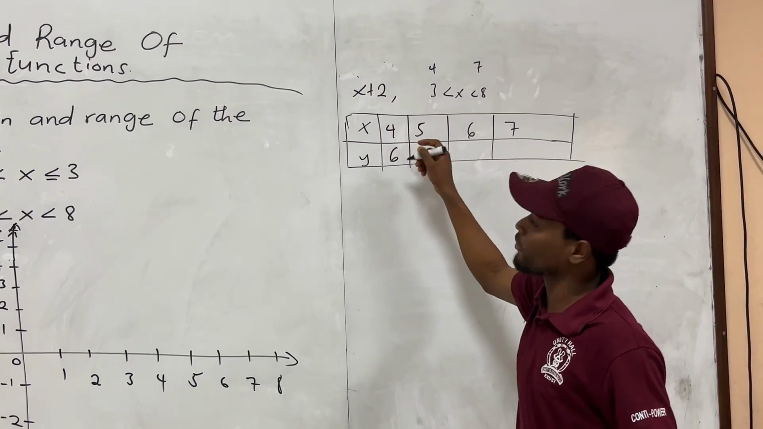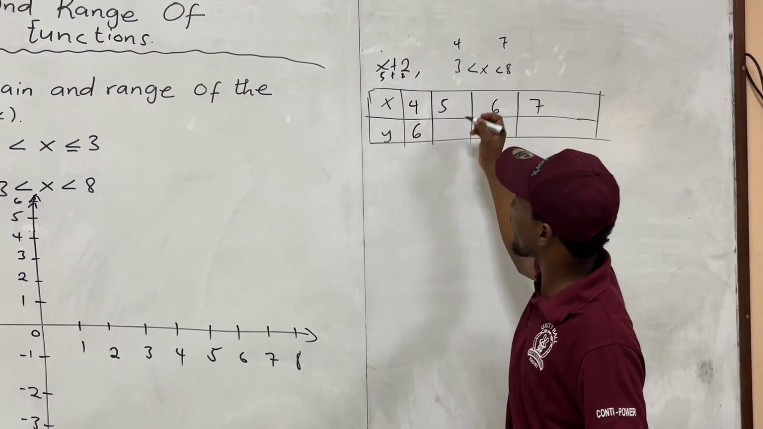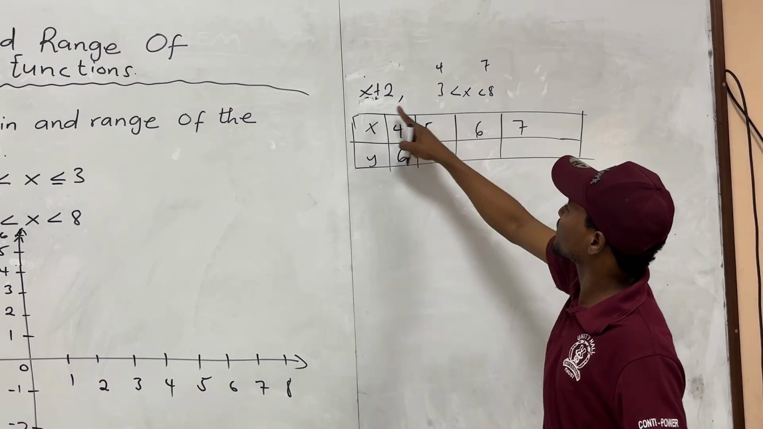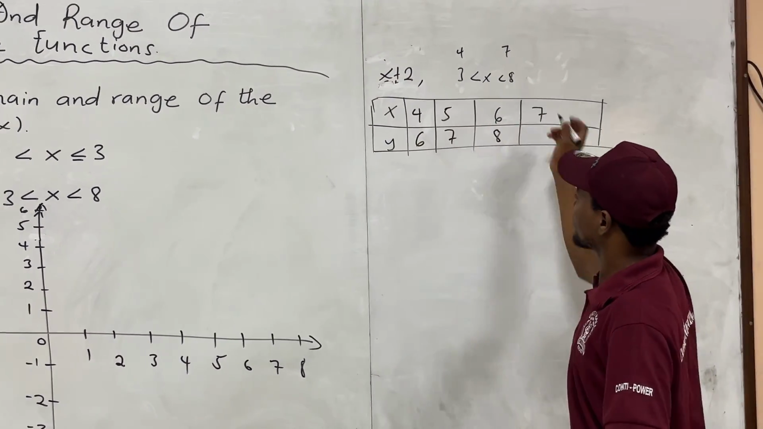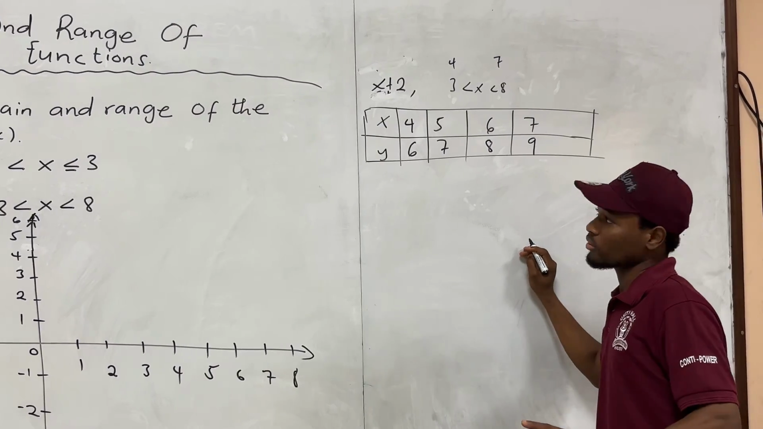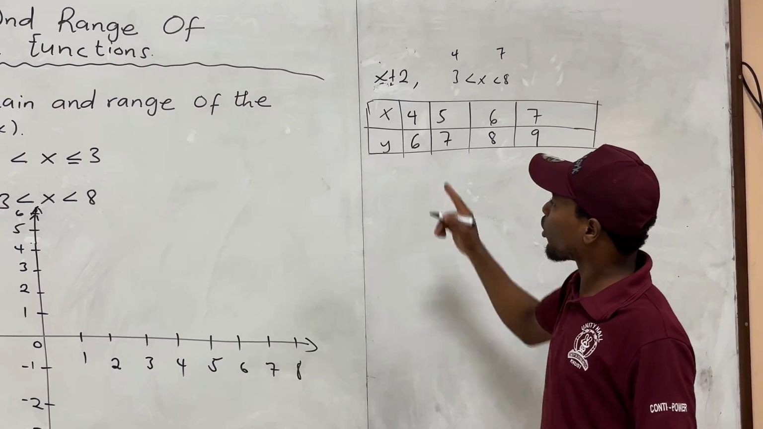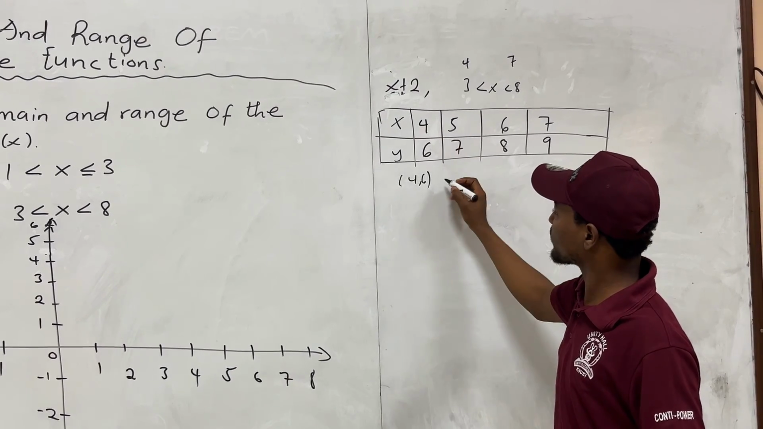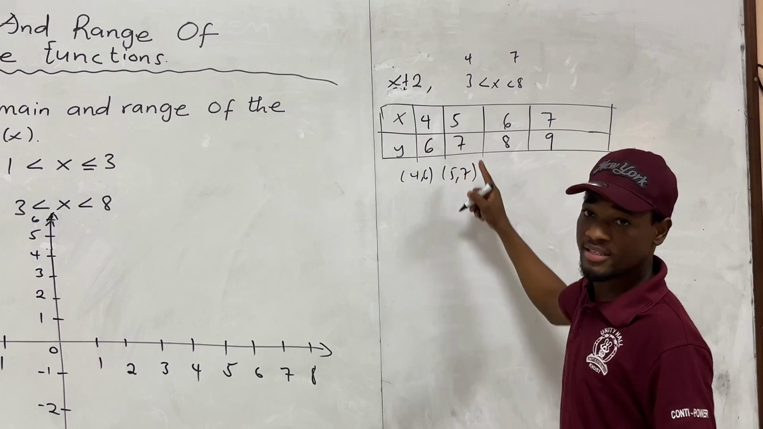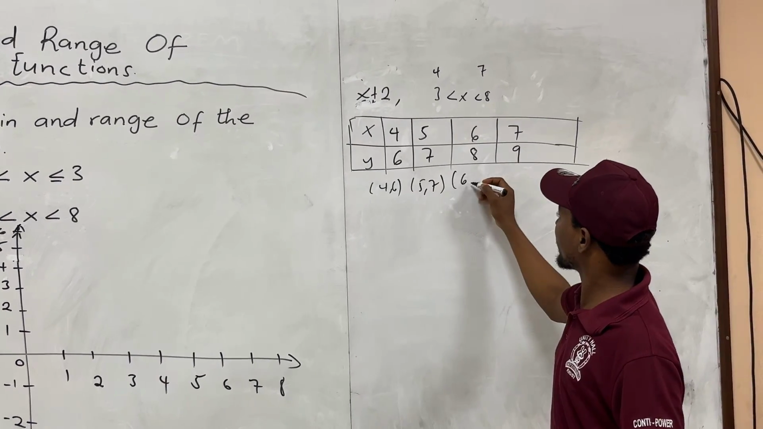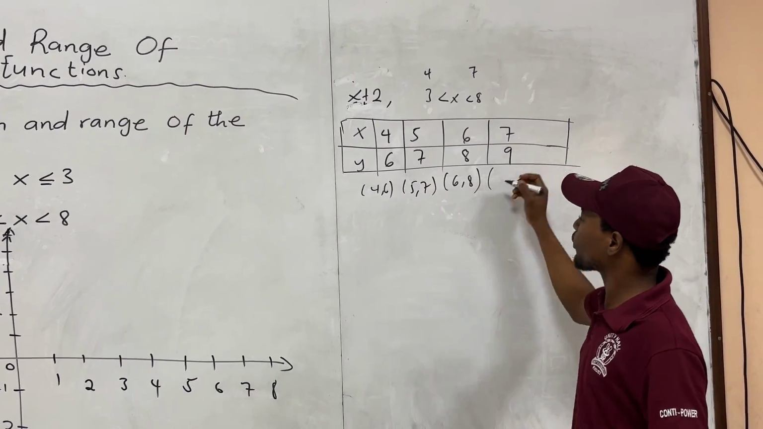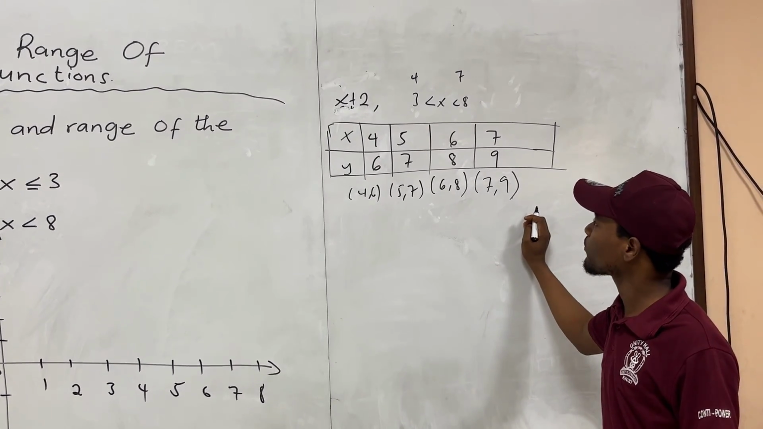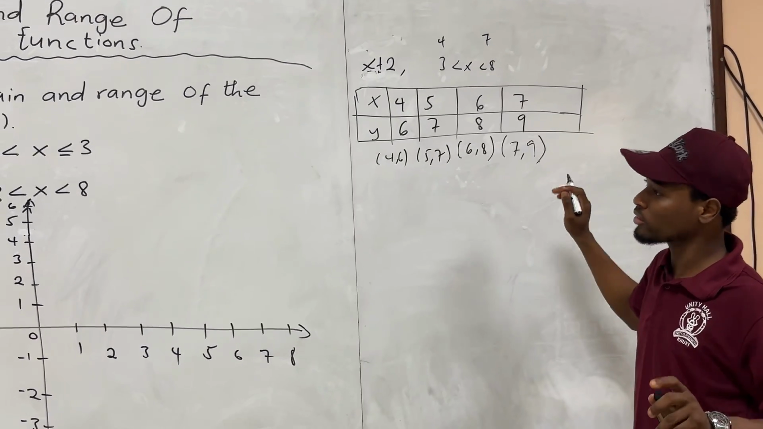When x is equal to 5, 5 plus 2 gives 7. When you add 6, we have 8. Then I have 9. So now the coordinates are: I have 4, 6; 5, 7; 6, 8; and 7, 9. Good.